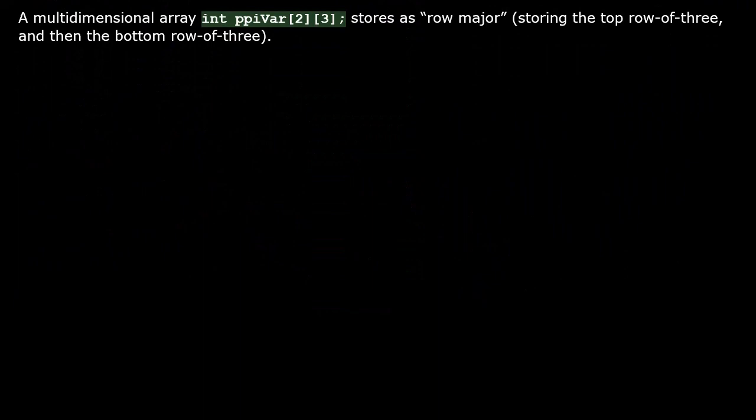A multidimensional array stores its elements in row major order. That means this ppiVar array will have 2 rows and 3 columns. The top row is stored first, contiguously, and then the bottom row is stored.